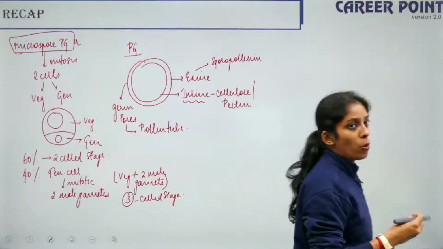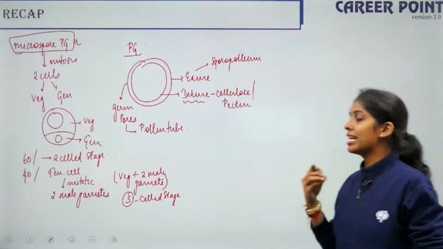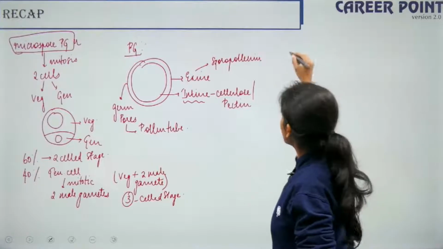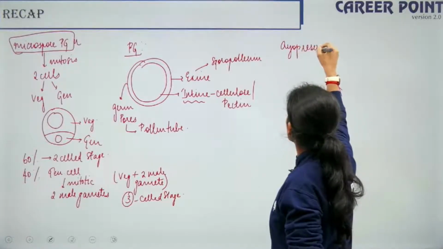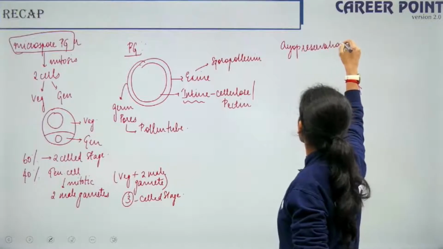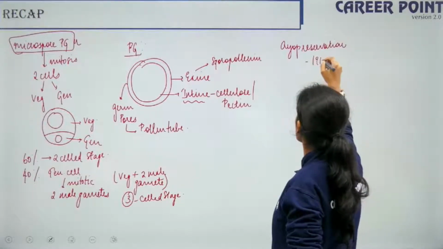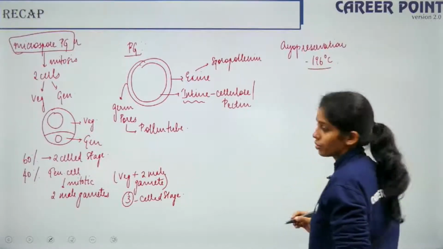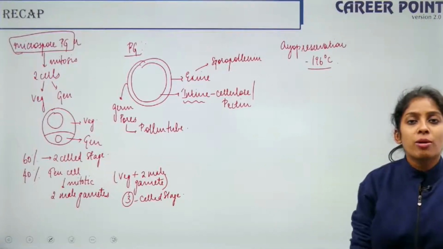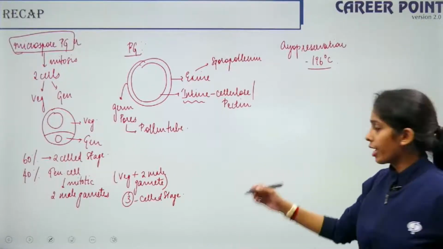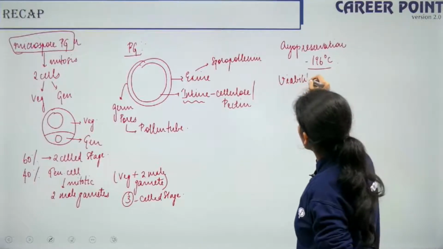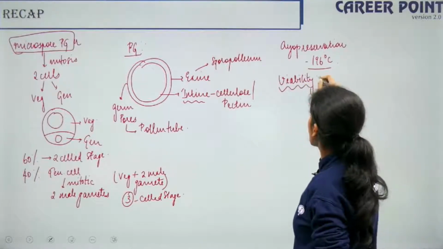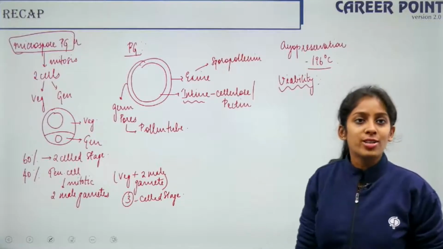So moving forward, can we preserve the pollen grain? Yes. You can preserve the pollen grain using a technique known as cryopreservation, where you preserve the pollen grain in liquid nitrogen at -196 degrees Celsius. Then we also spoke about viability of a pollen grain. So what is viability? How long does a pollen grain remain functional after release from the anther? That is called viability.